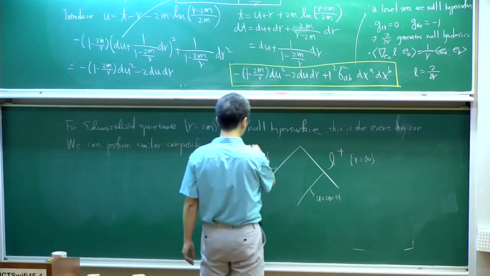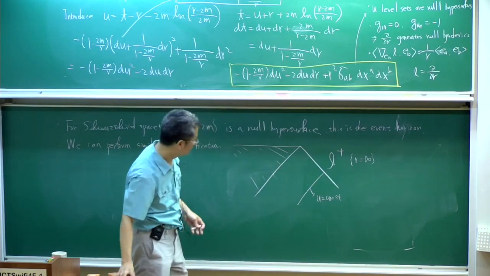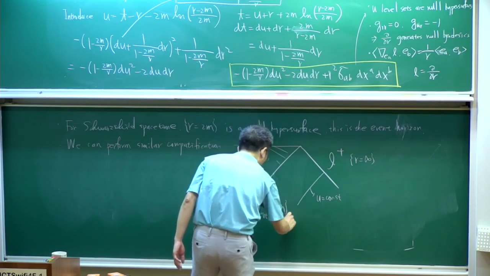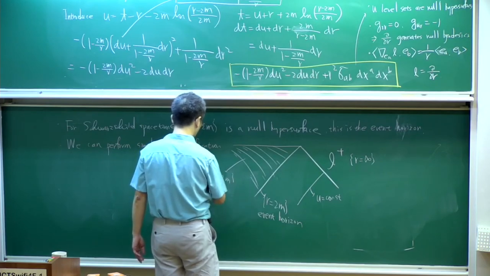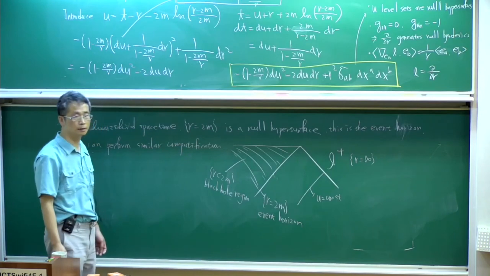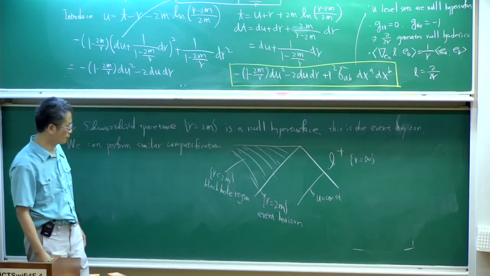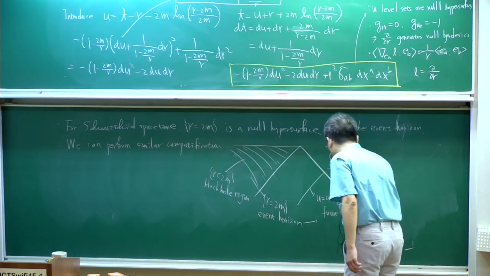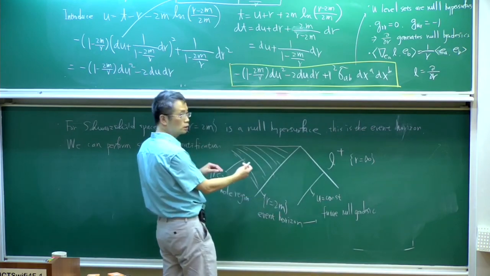And this is the area. So this one here is r equal to 2m, and this is the event horizon. This part here is r less than 2m, the so-called black hole region. So we know Schwarzschild space-time is a black hole space-time. One way to describe this future horizon, you can find it in Wald's book, is that if you look at a future null geodesic, once you enter this region, you can never escape.